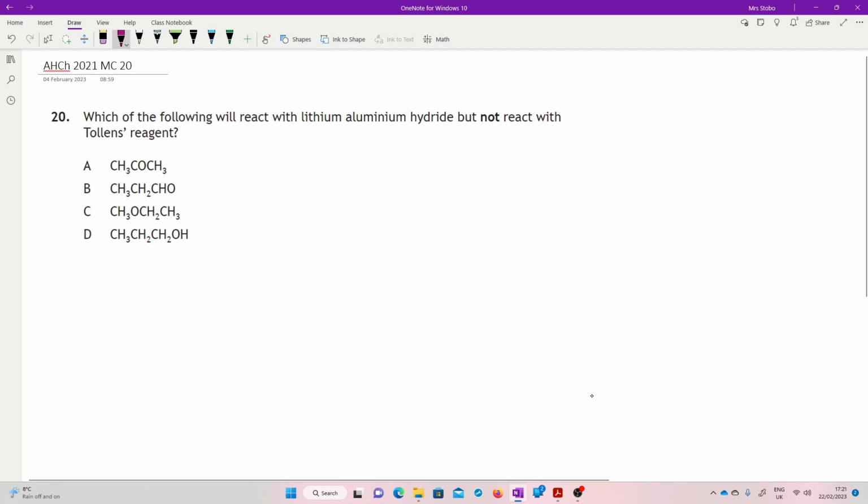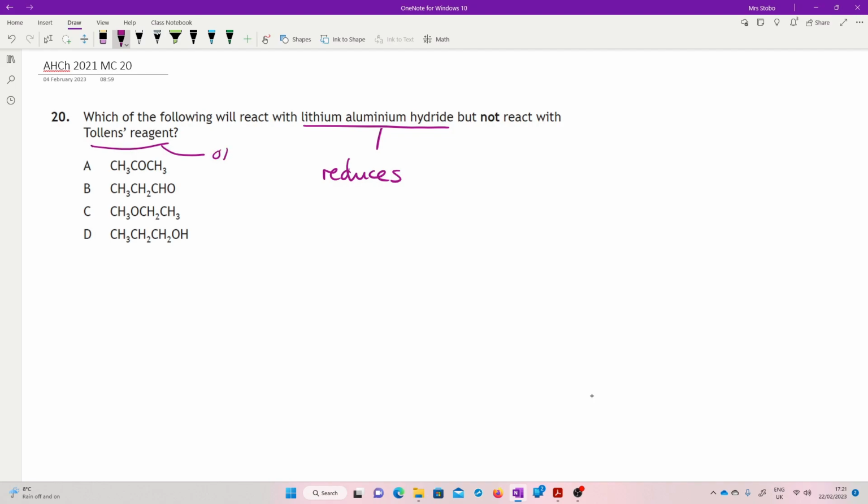Question 20. Which of the following will react with lithium aluminium hydride but not react with toluenes? What I'm looking for on this one is recognition that lithium aluminium hydride is your reducing agent. So it reduces, going from a carboxylic acid to an aldehyde back to your primary alcohol, or a ketone back to a secondary alcohol. Toluenes, you should recognize even from Higher, is an oxidizing agent. If you're oxidizing, we are looking for a primary alcohol to aldehyde to carboxylic acid, or a secondary alcohol to ketone.